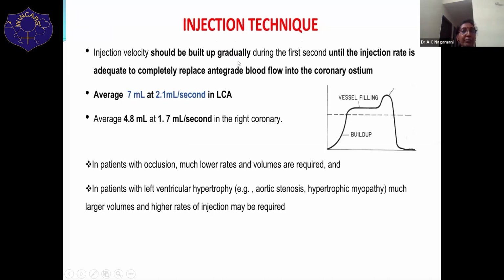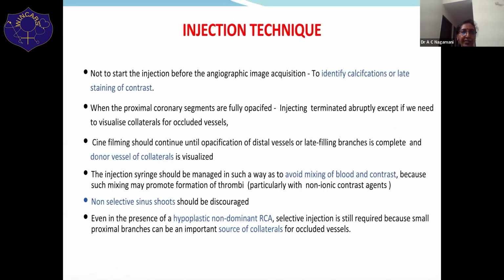So how should we inject? Injection velocity should be built up gradually during the first second until the injection rate is adequate to completely replace antegrade blood flow into the coronary ostium. Average of 7 ml at 2.1 ml per second for the left system and average of 4.8 ml at 1.7 ml per second in the right coronary. In patients with occlusion, much lower rates and volumes are required. In patients with left ventricular hypertrophy, where you expect larger coronaries, you need to give larger volumes and higher rates.